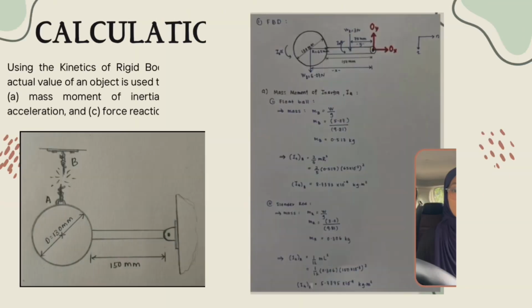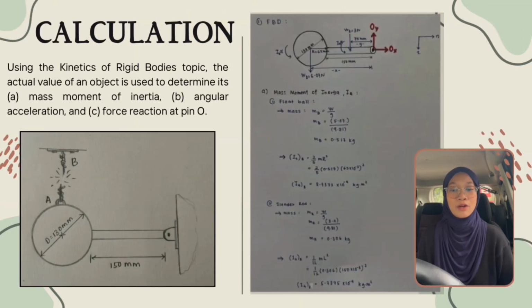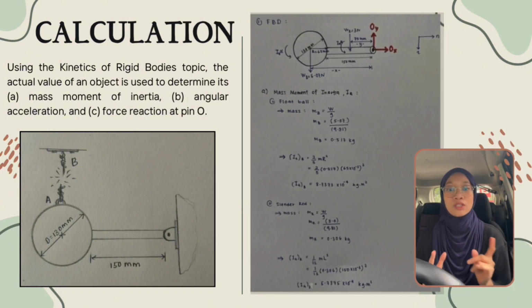components. As for the calculation, by applying the topic of kinetics of rigid body, we want to determine the mass moment of inertia, the angular acceleration, and also the force reaction at pin O. So according to this question, we change the value to the real life component value to get the answer.